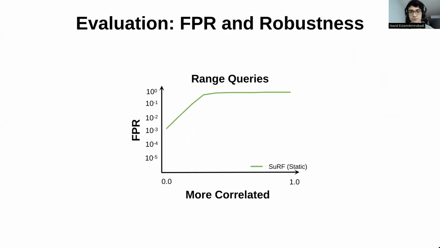So here I'm comparing the range filters in terms of false positive rate and their robustness. On the x-axis, as you go from left to right, the workload becomes more correlated. So the more queries are going to be close to the keys, but none of the queries are ever going to contain any of the keys. And on the y-axis, I'm showing the false positive rate of the queries. As you can see, Surf's false positive rate quickly jumps to 1, meaning that as the workload becomes slightly correlated, Surf does not provide any sort of filtering to filter out the range queries.